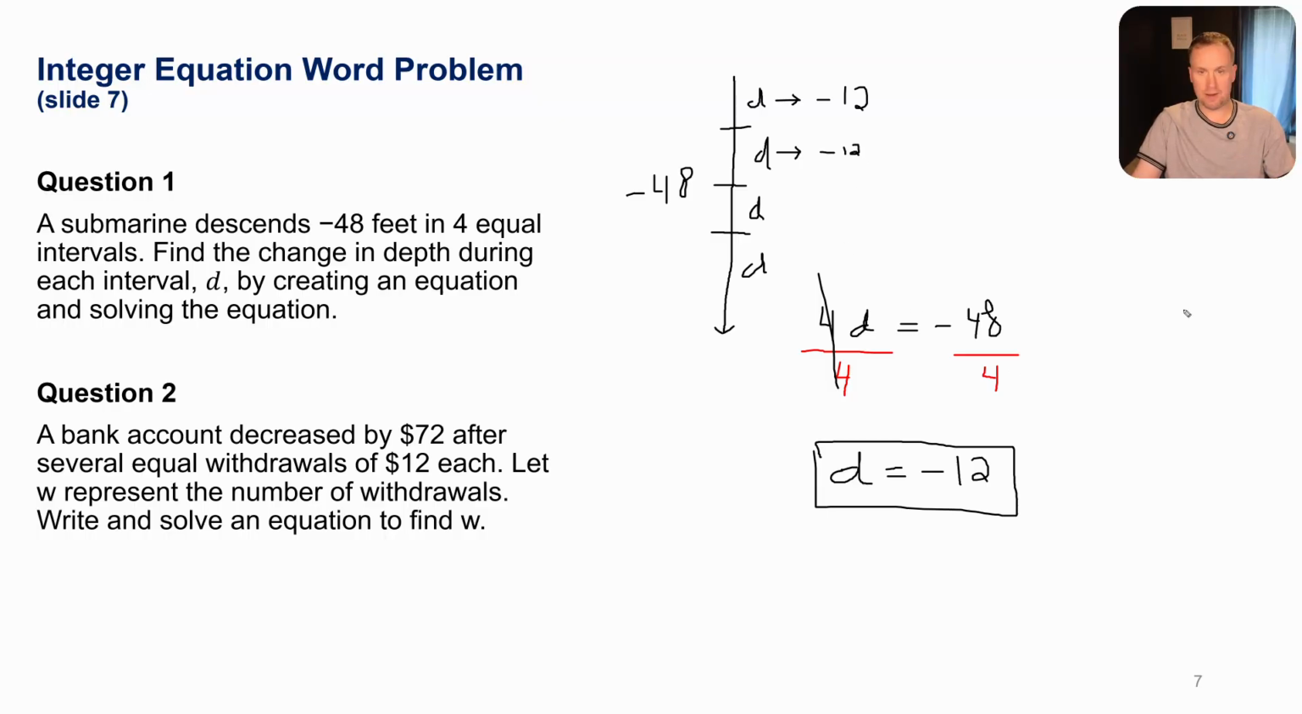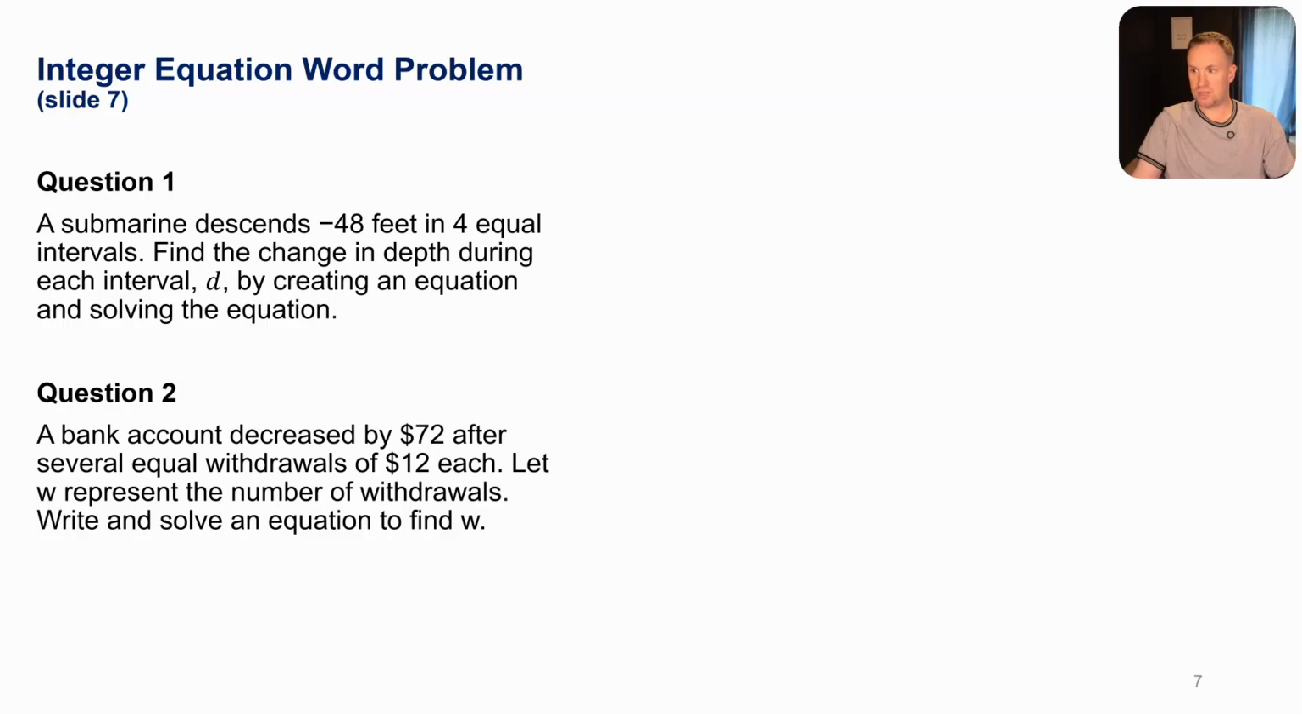it stops, and so on and so forth, down the chain. Okay, looking at question number 2 now, we have a bank account decreased by $72. So decreased by $72, that's a negative 72. After several equal withdrawals, so withdrawals of 12 each. So this part also equals negative 12. Okay, so negative and a negative. Let W represent the number of withdrawals. Write and solve an equation to find W.